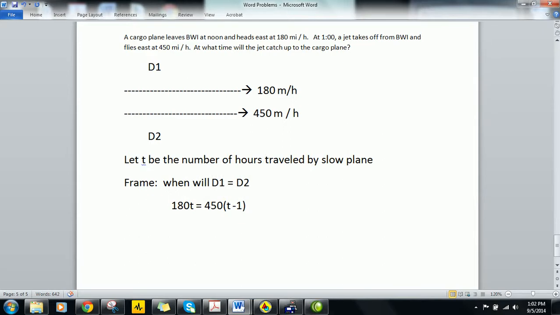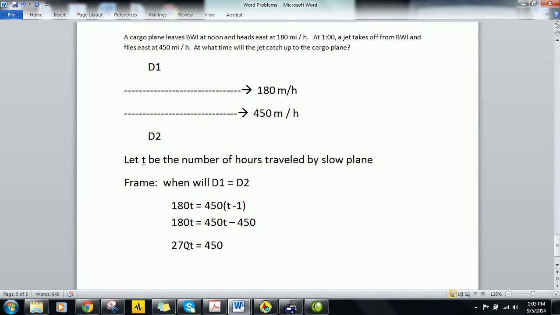All right? Now I got to solve it. So 180t equals, I'm going to distribute on the right, 450t minus 450. Right, distributed the 450. Now I'm going to subtract 450t. So let's see, 180 minus 450t is negative 270t. Does that sound right? Yeah. Equals negative 450. Of course, I can multiply both sides by negative 1 and clear the negatives. I don't have to worry about that.